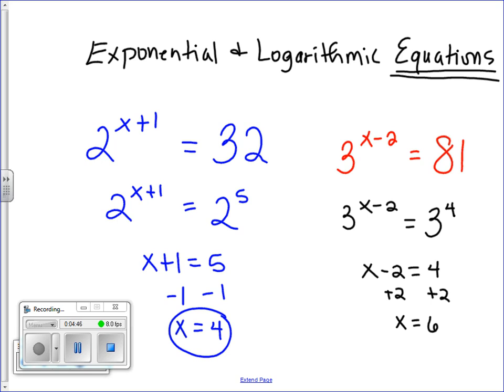You have to use the 3. Well, if I change it to 9 squared, then I don't have matching bases, and I can't just set the exponents equal. So yep, the bases have to match before you can set the exponents equal. Yeah. Good question.